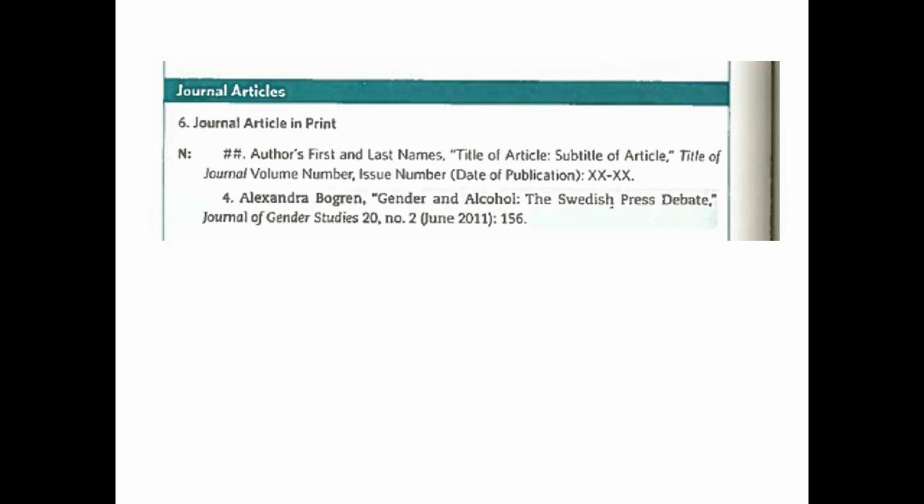Then in italics, the title of the journal, then with no punctuation whatsoever, the volume number, comma, issue number, and then in parentheses, the date of publication, colon, not a comma. When you're using a book, you would put a comma after the parentheses to show page numbers, but here you use a colon and then the page numbers. And there you have the example, Alexandra Bogan, comma, quotation marks, Gender and Alcohol, colon, The Swedish Press Debate, comma, closing quotation mark. That article appeared in the Journal of Gender Studies.